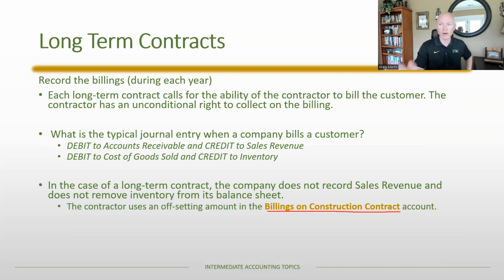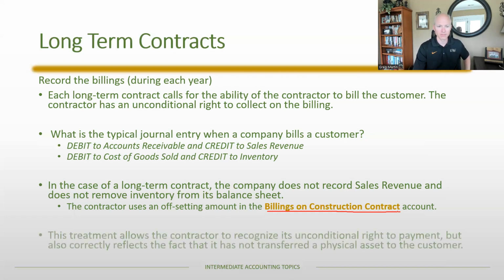So nowhere in here are we going to see any expense or any revenue. That's a different process. All right, so again, we need to recognize the unconditional right, but at the same time, understanding we haven't transferred anything really, and so we can't recognize sales revenue, we can't really recognize an expense, and so we have all these complications that we've got to deal with.